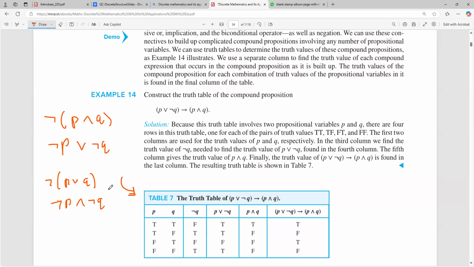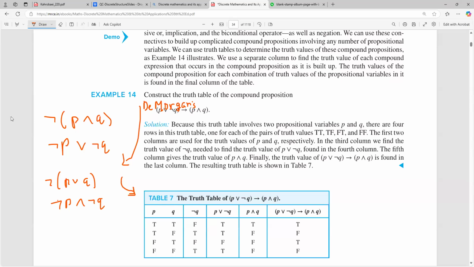Okay. So this is De Morgan's law. Arish mentioned it. These two are De Morgan's law. And if you want to prove it, you could write a truth table.